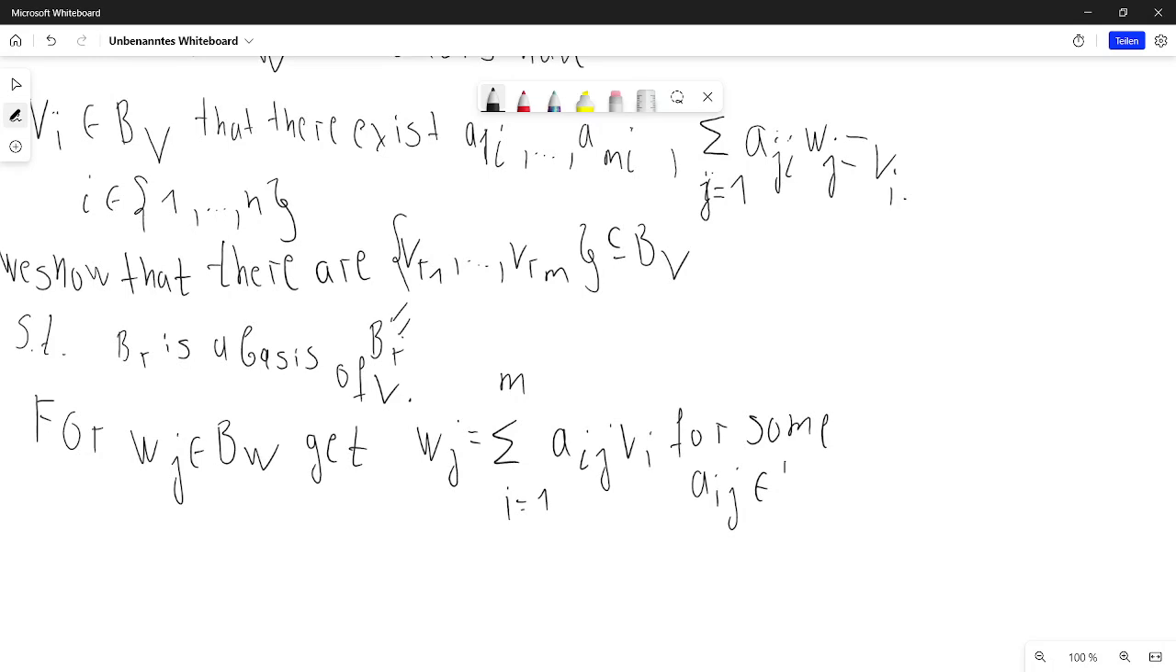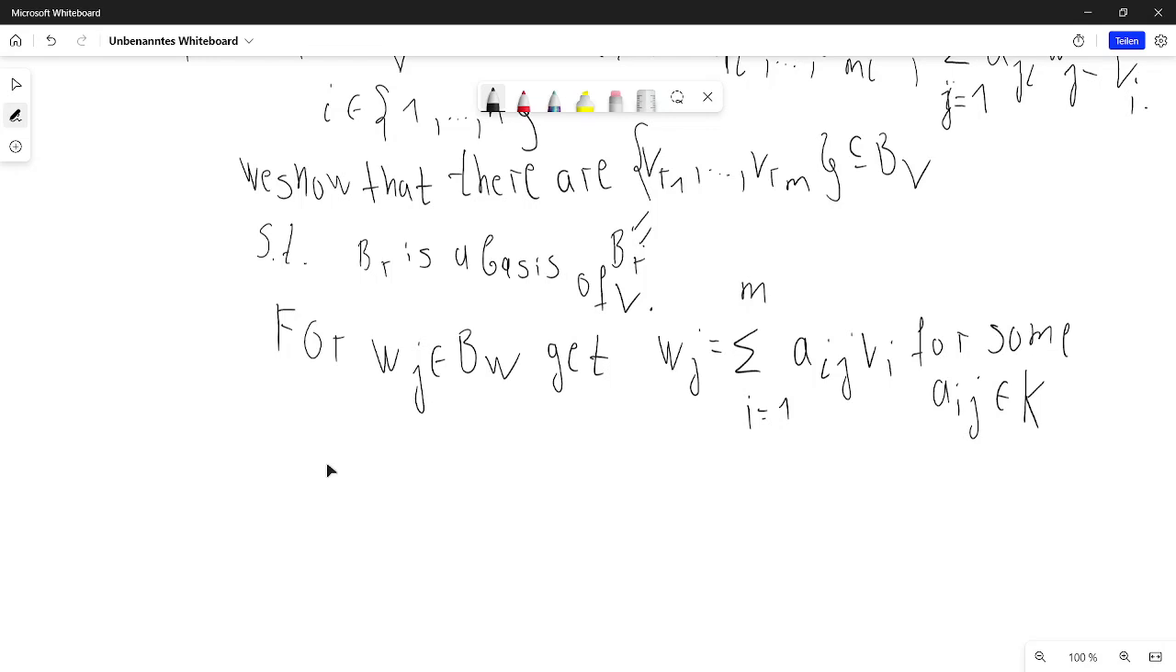We have this sum 2m from A_IJK, our vector field, right? For some A_IJK. And now I'd like to find a possibility to replace that by some vector, right?